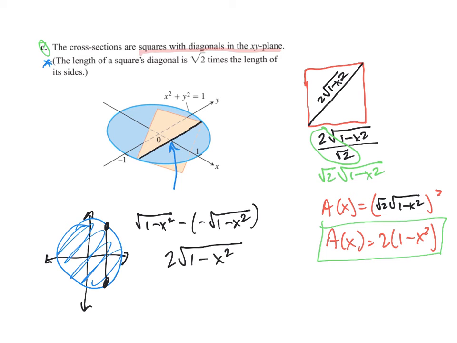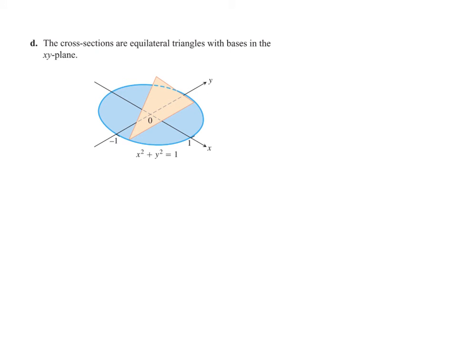Okay, there's one last example that we're going to work on, and then I'll get you out of here. Finally, for letter D, our cross sections are equilateral triangles with the bases in the plane. So when I pull that cross-section shape off and draw it in the two-dimensional plane, it looks like an equilateral triangle. I'm going to try and draw an equilateral triangle.